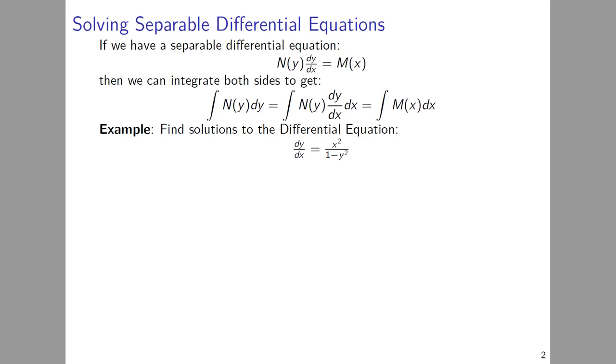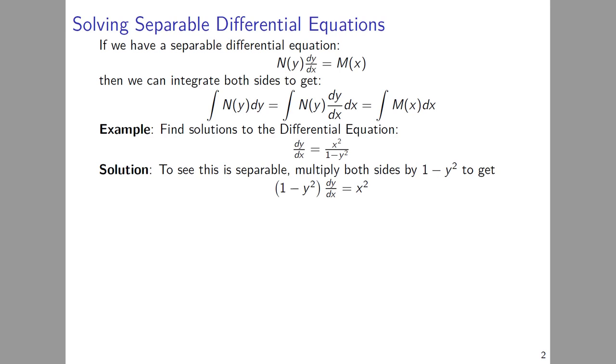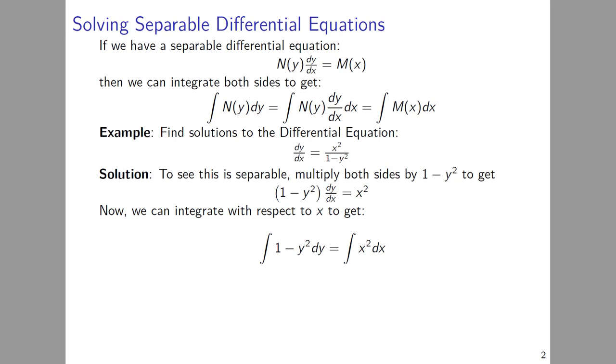We can see that this is a nonlinear differential equation because of the y squared in the denominator on the right. To see that it's separable, we'll want to multiply both sides by 1 minus y squared to get 1 minus y squared times dy/dx is equal to x squared. Now we have a function of y, 1 minus y squared, times dy/dx is equal to a function of x, x squared. So we can integrate both sides with respect to x, as we said above, to have the integral of 1 minus y squared dy is equal to the integral of x squared dx.